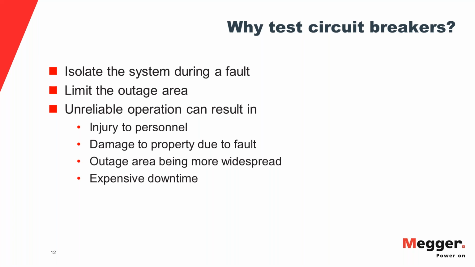If it doesn't trip when it's supposed to, that will result in injury to personnel, damage to equipment and property, and the outage area being more widespread. If the breaker trips when it's not supposed to, it's said to lack security. That will result in expensive downtime. So either way, if the circuit breaker doesn't operate reliably, that results in losses.